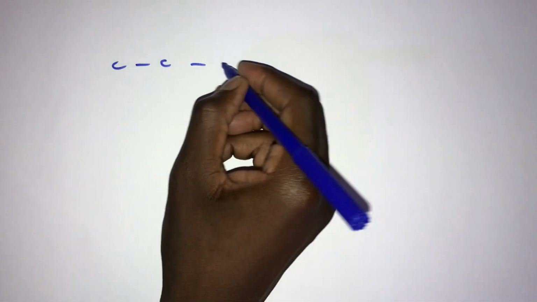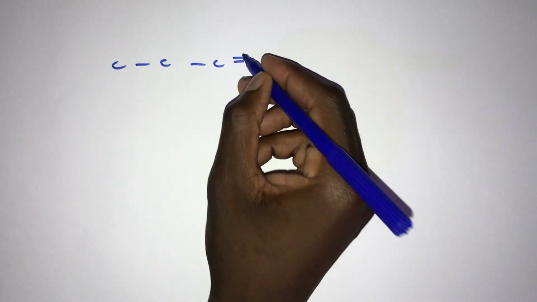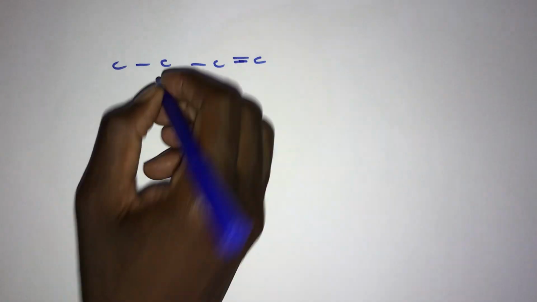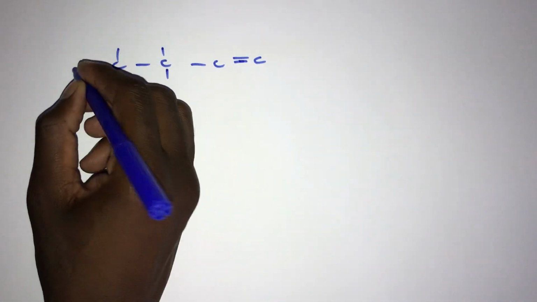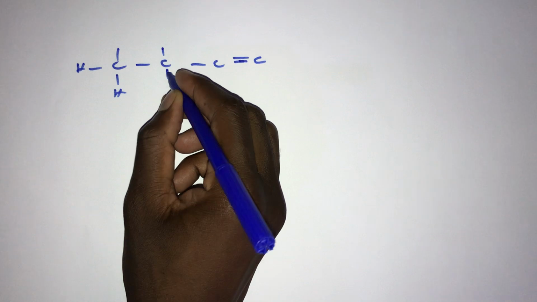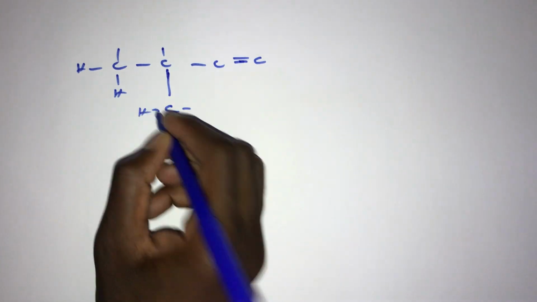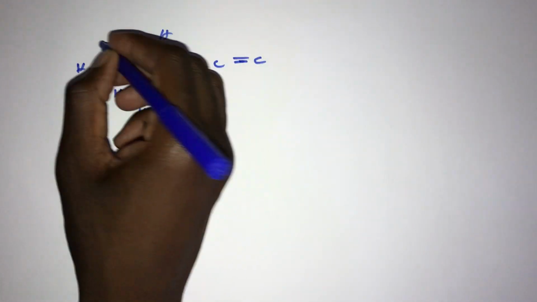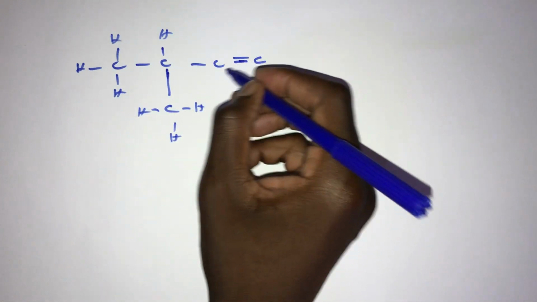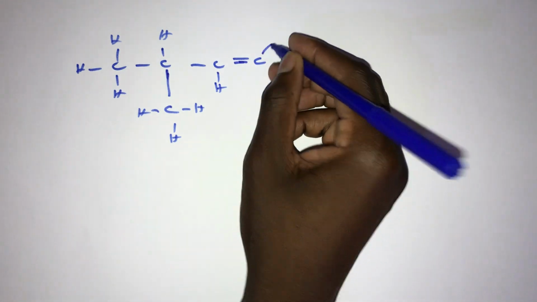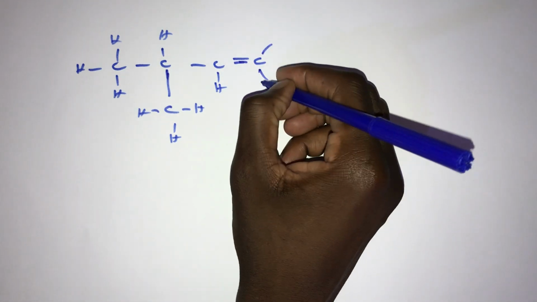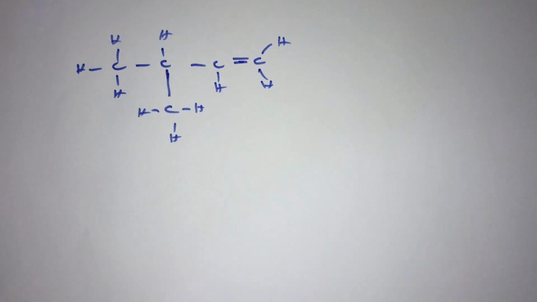Let's say now we have a branch and a double bond. So this is the branch, and here is our double bond. So we have to make sure that the carbon bonds up to 4. So let's try to name this one.